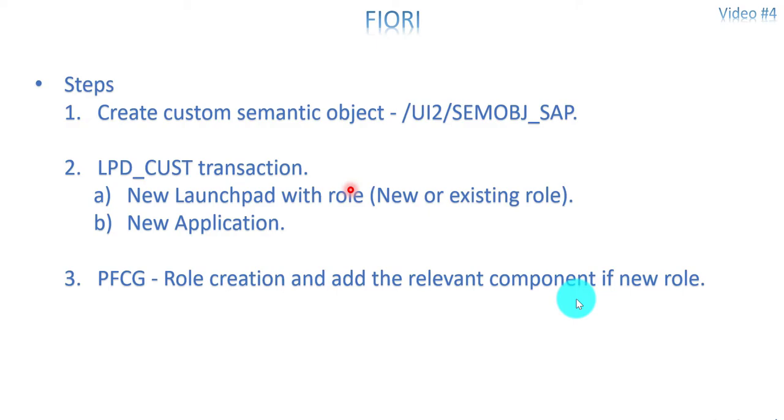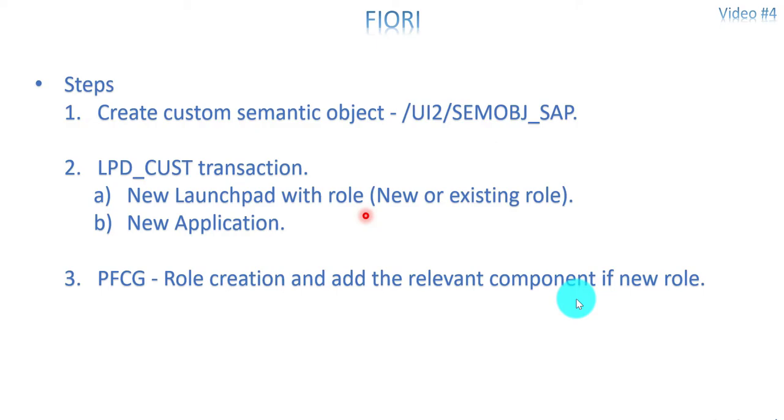In this new application, under the same transaction, you have to give the text description and the application type. Here the application type is transaction. What is the transaction name? What is the alias name? Alias name is very important because we are going to configure the alias name in the target mapping. Those things we are going to do in a new application. The relationship between the new launchpad and application is one to many. Under one launchpad, you can have any number of applications.